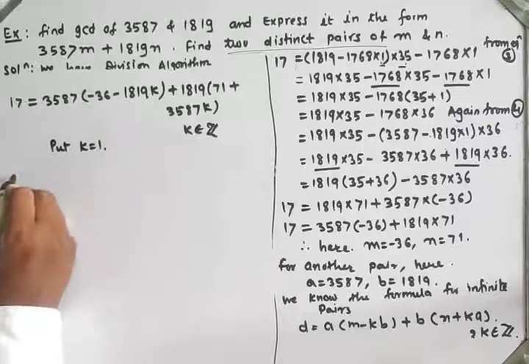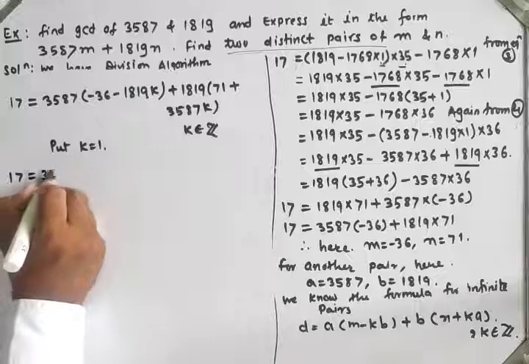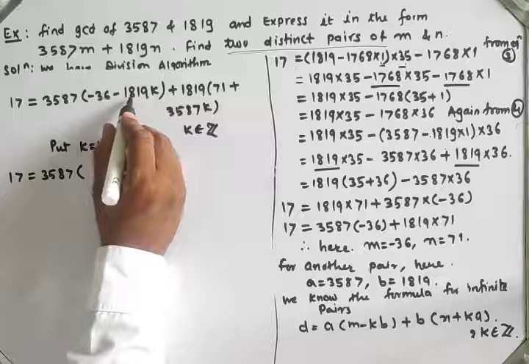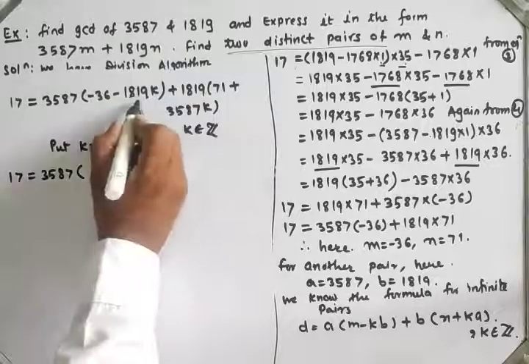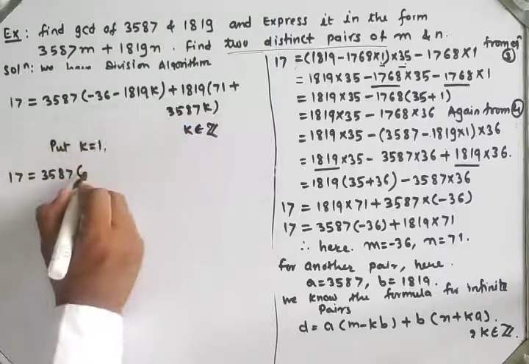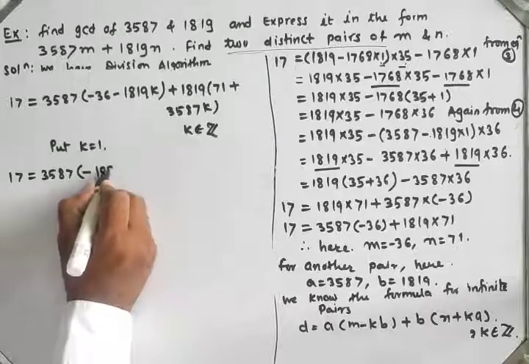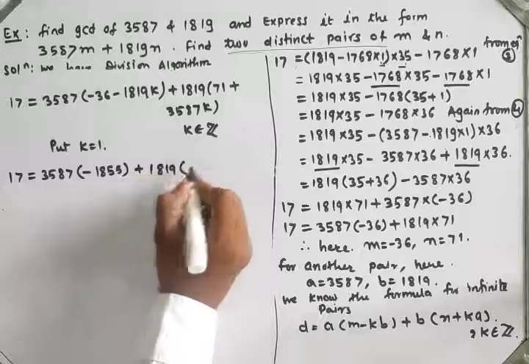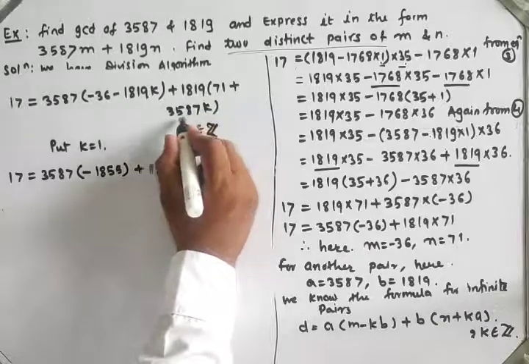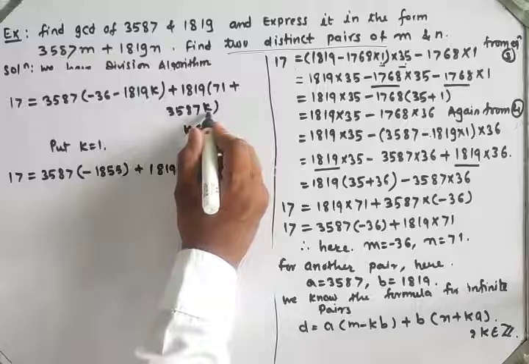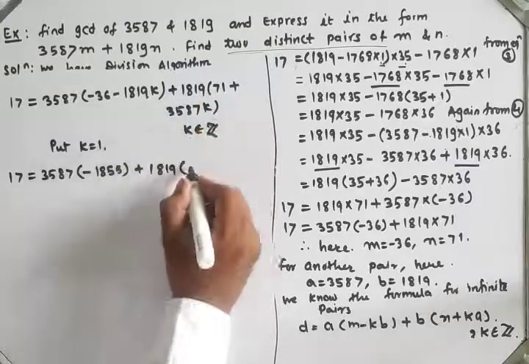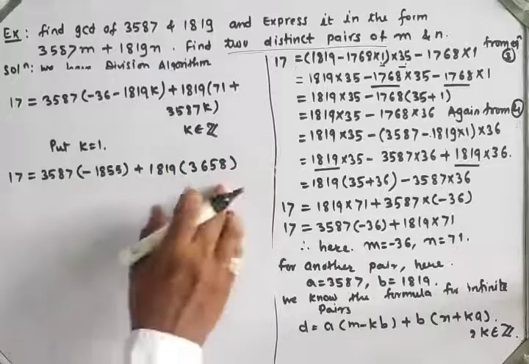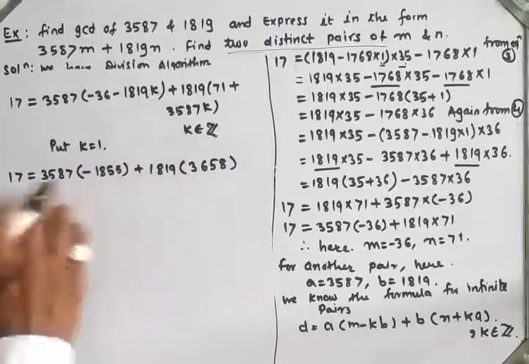Then what will we get? 17 is equal to 3587 into, so minus 36 minus 1819, so the value of k is 1, so addition of these two, minus 1855 and plus 1819 into 71 plus 3587, so the value of k is equal to 1, so the addition will be 3658. So after using the calculator, you will get the answer 17.